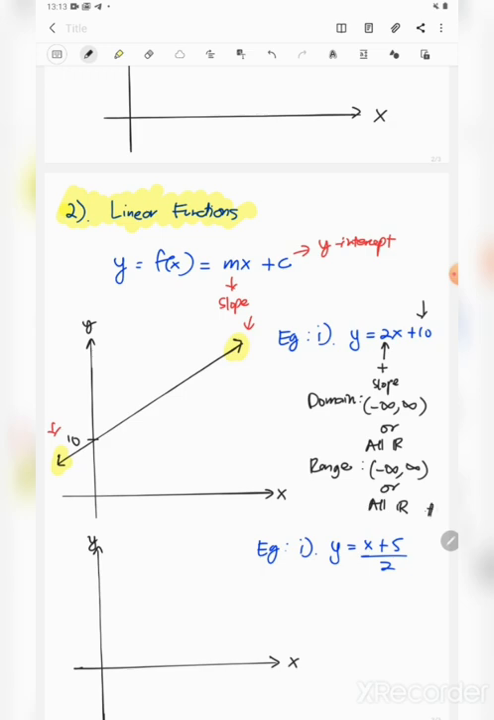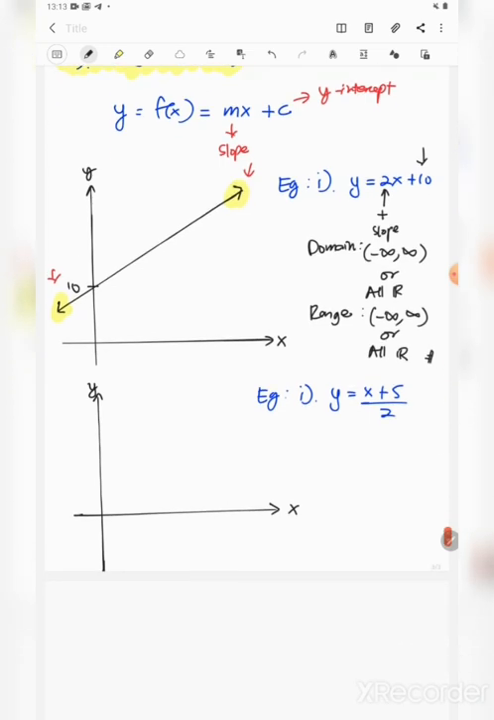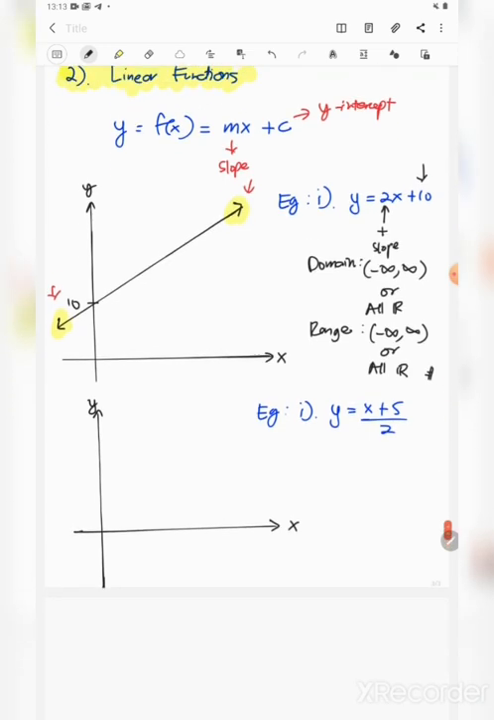So I hope you understand this part. And now we proceed to the second example. I have example 2.